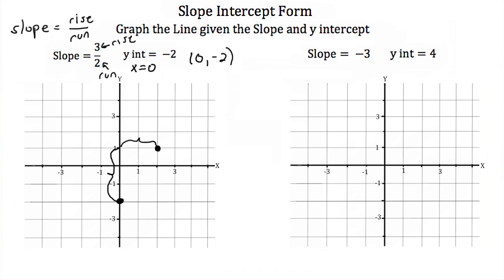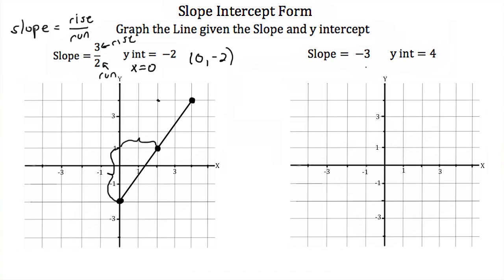We can do this again. Go up 3 because that's our rise, and over 2 because that's our run. We'll end up with another point right there. So we'll connect the dots, and that's the equation for a linear function with a slope of 3/2 and a y-intercept of -2. So let's try this one more time.